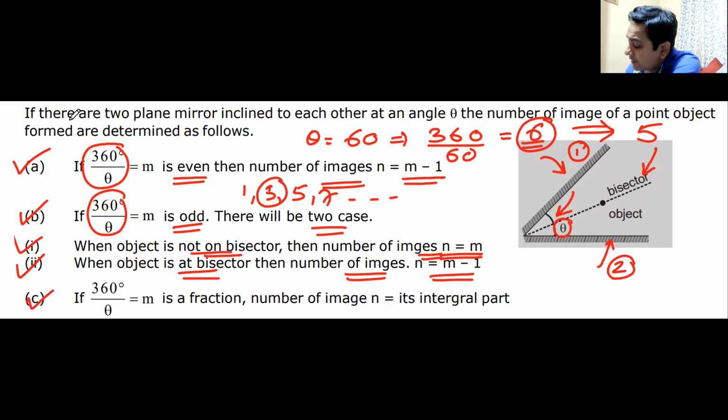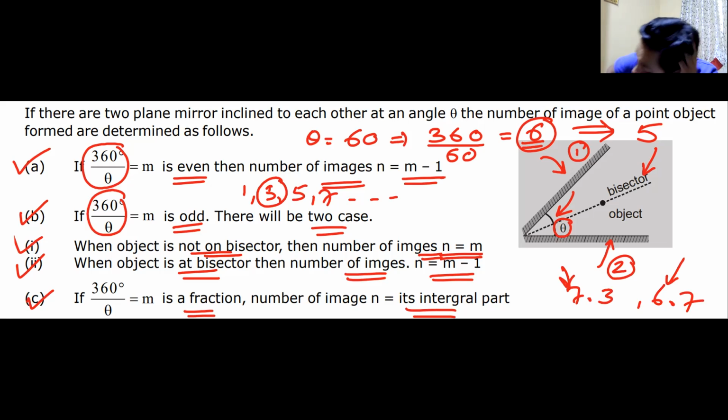If 360 divided by theta is a fraction, for example, 7.3 or 6.7, then the number of images will be the integral part. When I say integral part, I only take this number. If it is coming as 7.3, the number of images will be 7. If it is coming as 6.7, the number of images would be 6. Do we understand this?